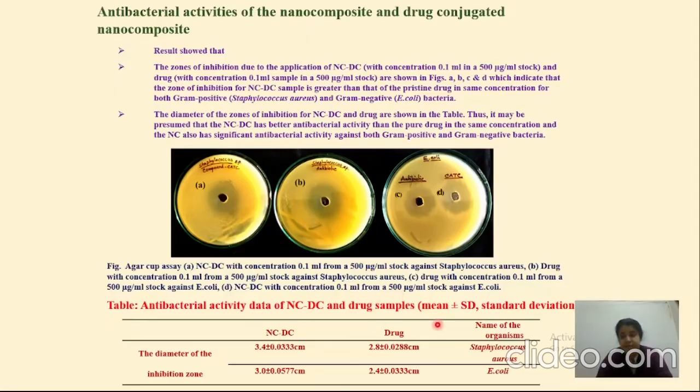But I have told that in the NCDC sample only 5 weight percent of the drug is present. That means only the 5 weight percentage of drug can have the same activity as the pure drug when it is conjugated with the nanocomposite sample. This is the basic novelty of our work, and by this way we can successfully synthesize a very good antibacterial agent with minimum side effects to the normal human cell, right?